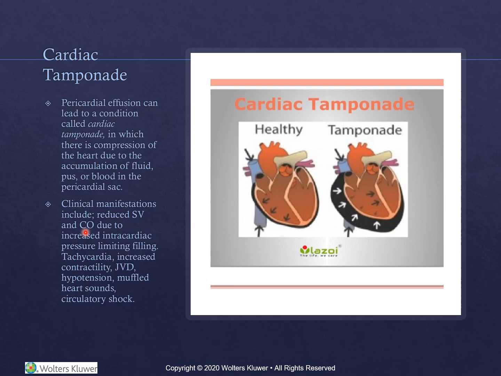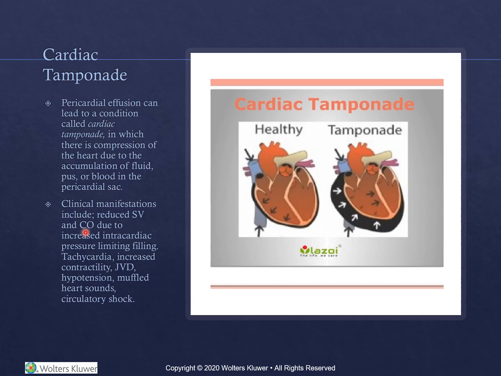And if we don't have good filling of the heart, there's not enough blood in there to eject well during each heartbeat. And that's what stroke volume is, right? If you remember, stroke volume is the amount of blood ejected with every heartbeat. If we can't fill the heart with blood because there's so much pressure, we're also not going to eject much blood because it didn't fill in the first place.